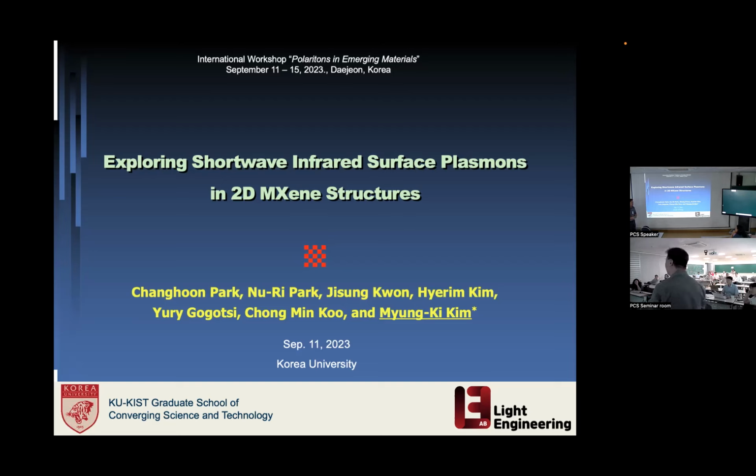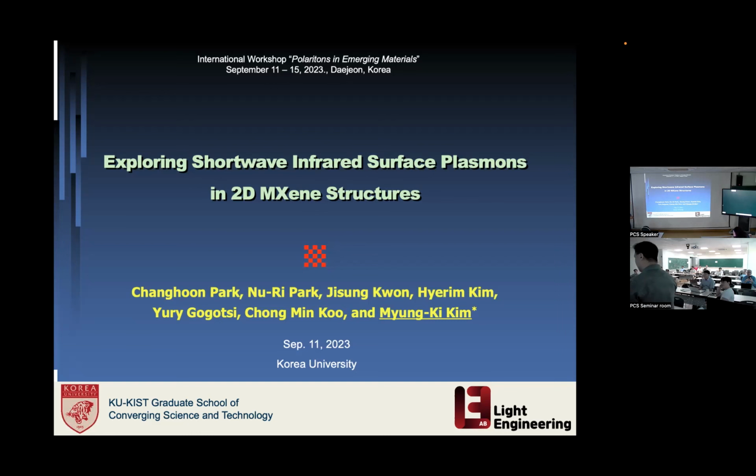Today I prepared this topic: exploring shortwave infrared surface plasmons in 2D MXene structures. This is a new material. It's an artificially synthesized material, not a naturally occurring material. MXene can also be used as photonic devices or optical materials, so today I want to show these topics. This work was done together with Professor Yury Gogotsi at Drexel University, Jongmin Koo at Sungkyunkwan University, and my team.